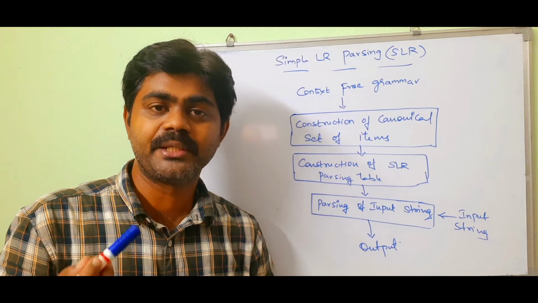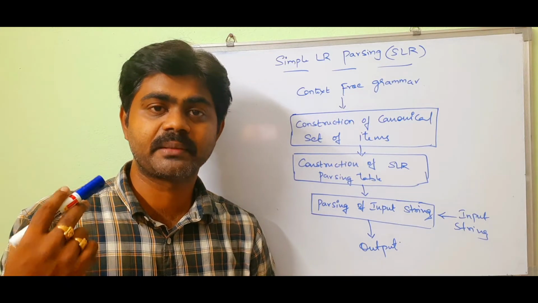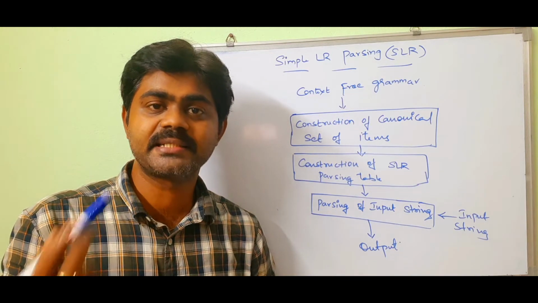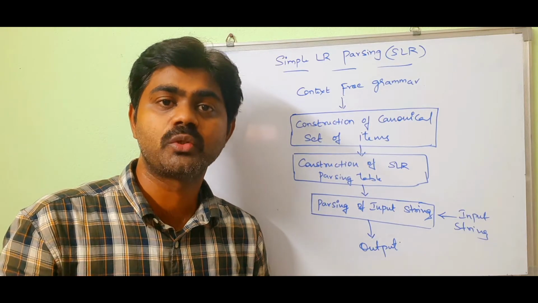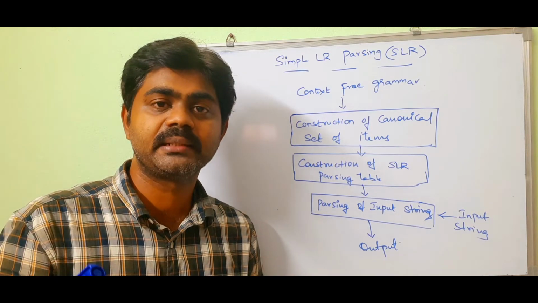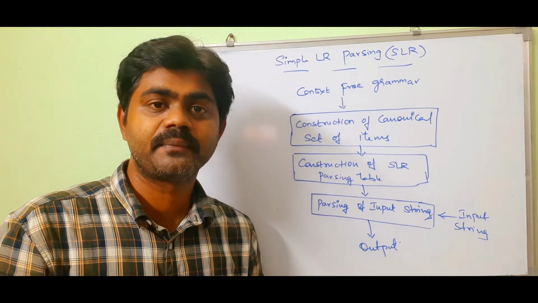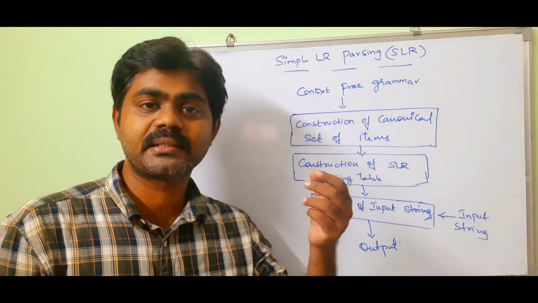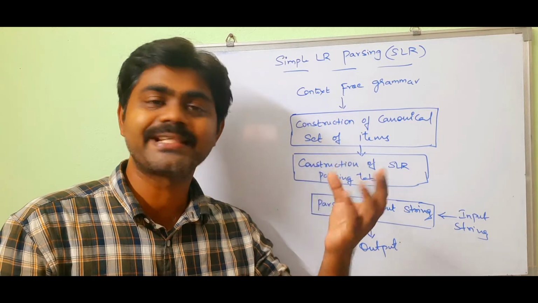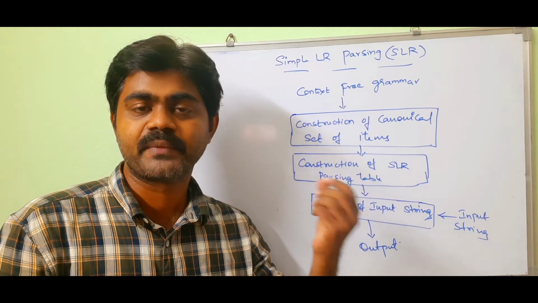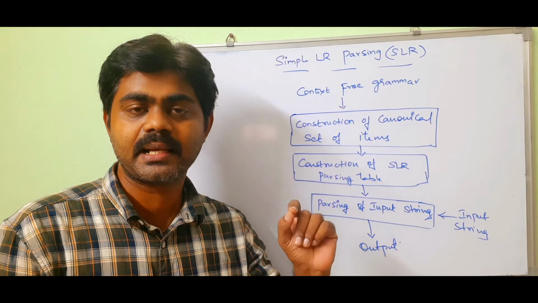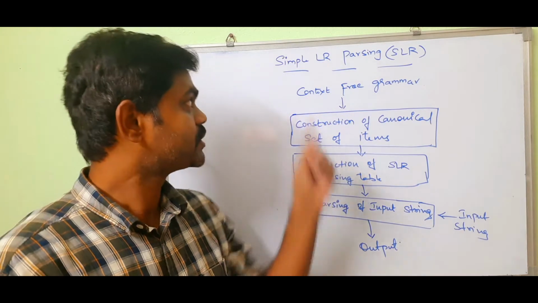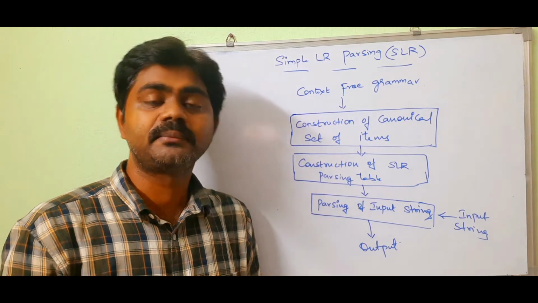So here we need to construct a predictive parsing LR parsing table. There we have action and goto. We need to provide our input string, that is the input token. How it is processed, we'll discuss now. As I said, LR parser is of three types: SLR, CLR, LALR. SLR stands for simple LR, so that's our topic today. Simple LR we call SLR.